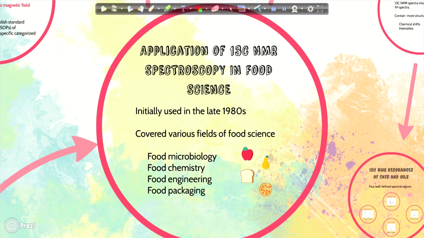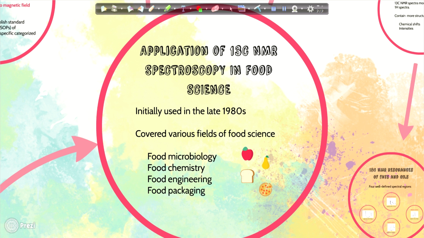Next, I will be presenting the use of 13C NMR spectrum in food science. NMR technology was initially used in the late 1940s to elucidate the structure of molecules in organic chemistry. However, the diverse applications of NMR spectroscopy in food science were delayed until the 1980s.